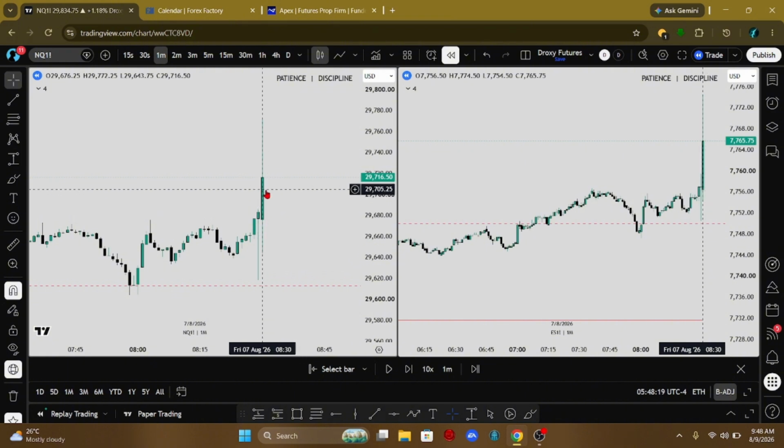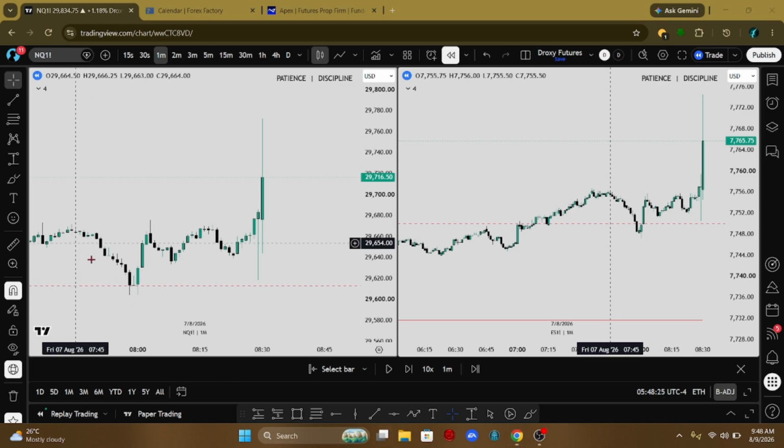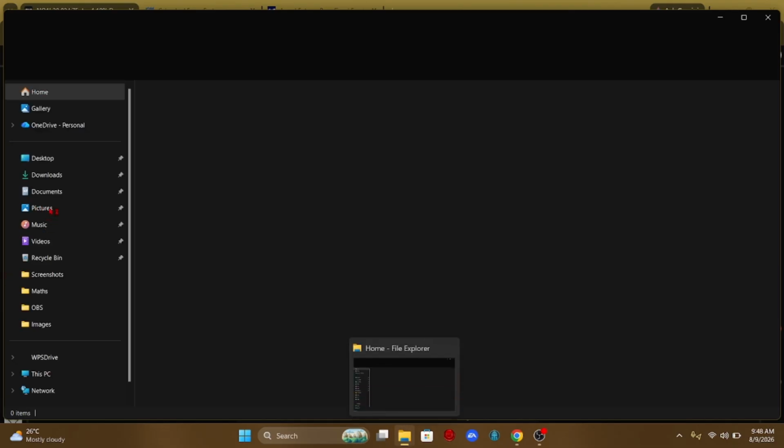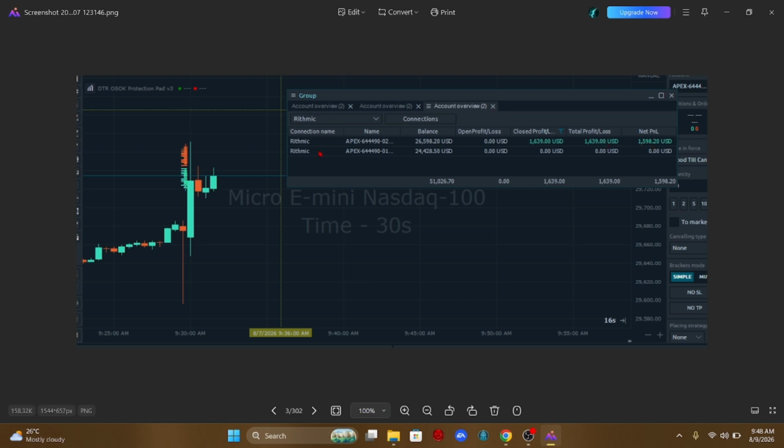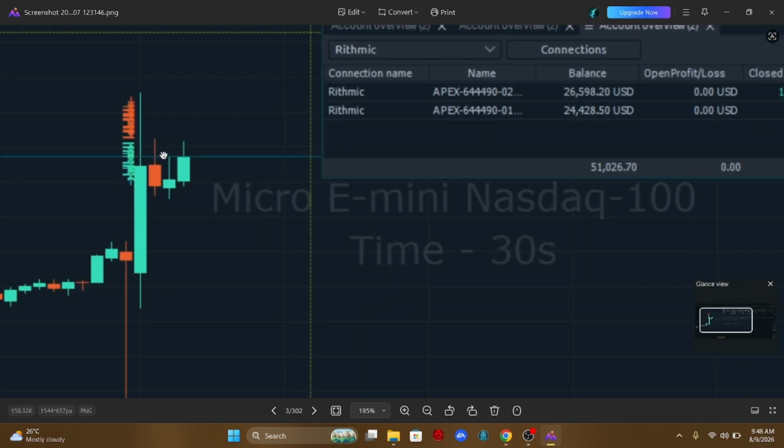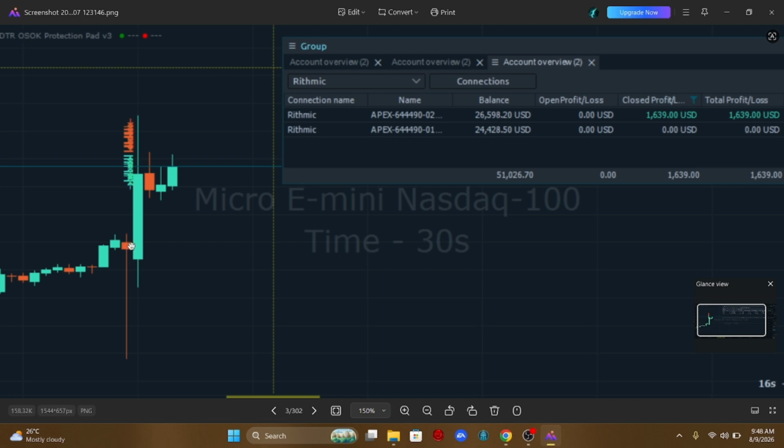Then my buy stop was also around this area here. So it picked my buy stop and it went straight up. I can show you that in a minute here. So I passed my account. There it is, this one here. So you see, my sell stop was around this area here.